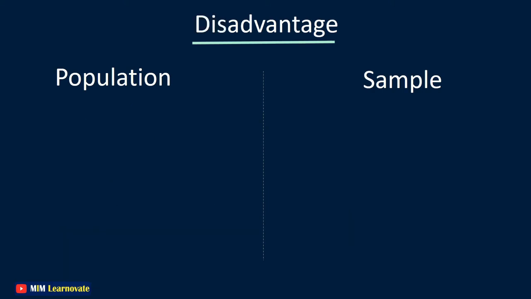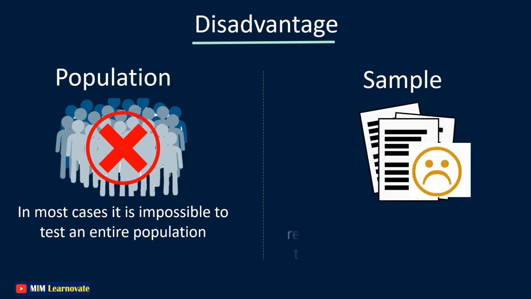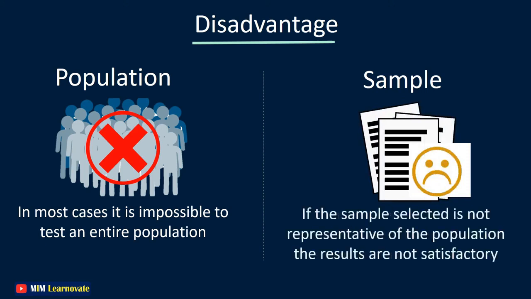Disadvantage of population and sample. In population, in most cases, it is impossible to test an entire population. In sample, if the sample selected is not representative of the population, the results are not satisfactory.